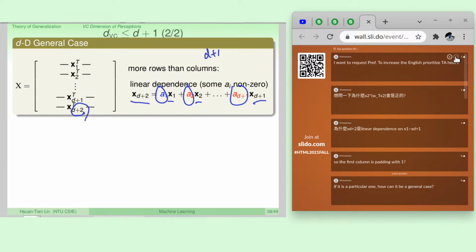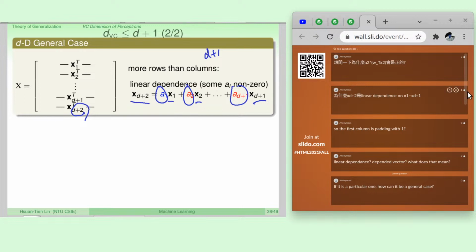Can we increase the English prioritized TA hours? Let me double check with the TAs about that. The most important thing is we need to understand the usage level of different TA hours and so on, and also the TAs' capacity in order to decide that. For now, I don't have the data yet. So let me learn from the TAs' data to decide that later.